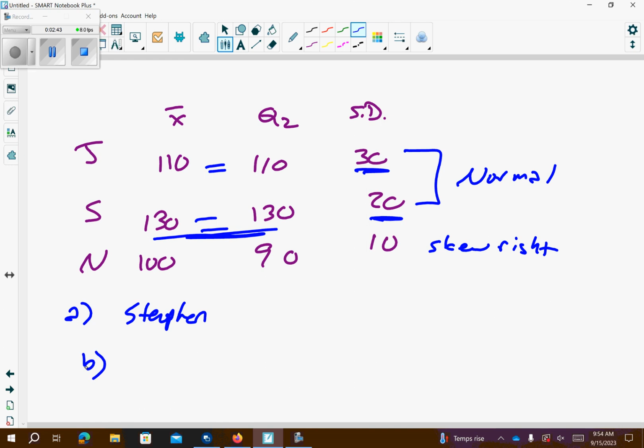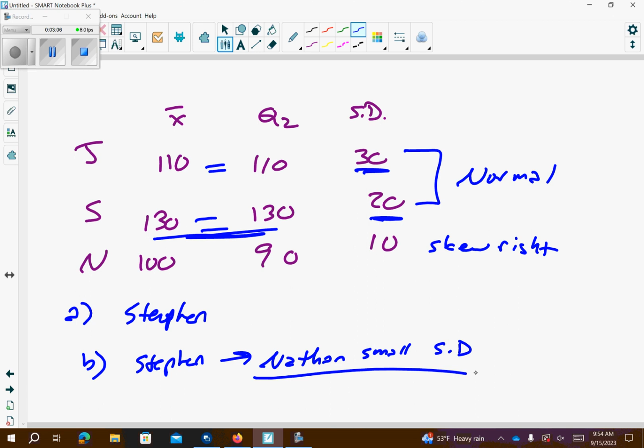Letter B, who's the most consistent bowler? Again, that's going to be Steven, because the standard deviation is pretty small. You could also make an argument that Nathan is the most consistent bowler because the standard deviation is small. So I'd actually say that Nathan's the more consistent.